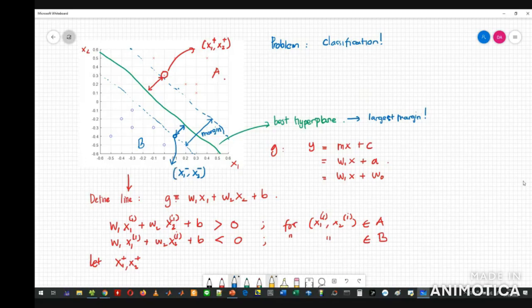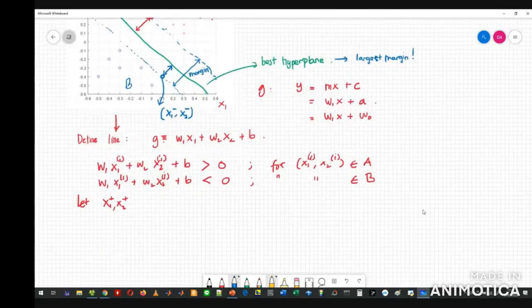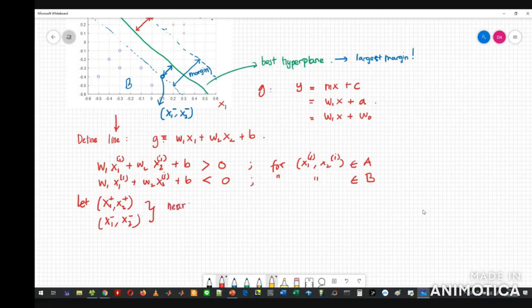So now let x1, x2 plus and x1, x2 minus be the nearest points in class A and class B respectively.